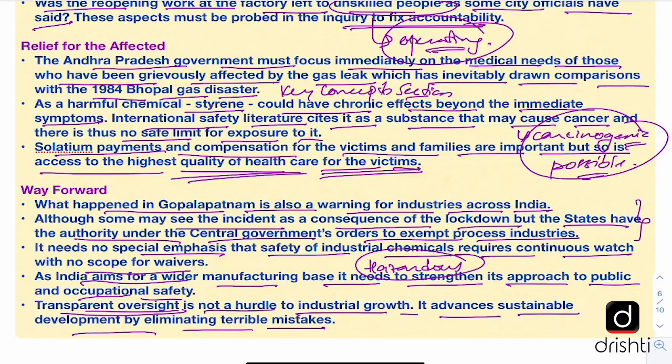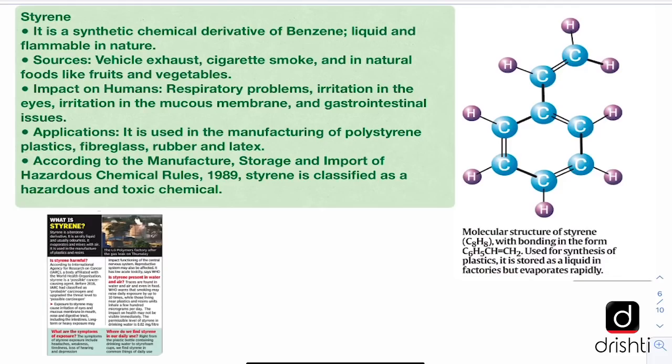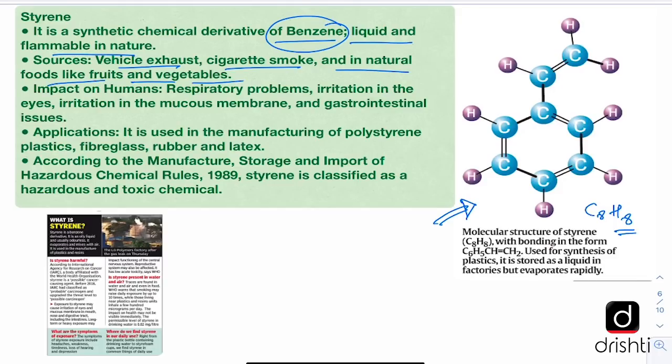Now let us look at the key concepts. In key concepts today, let us look at styrene. So this is the molecular structure of styrene, and its chemical formula is C8H8, and it is a synthetic chemical derivative of benzene. It is liquid and flammable in nature, and its sources are vehicle exhaust, cigarette smoke, and natural foods like fruits and vegetables, but in very trace quantities.